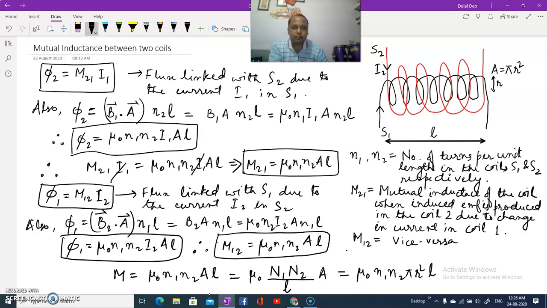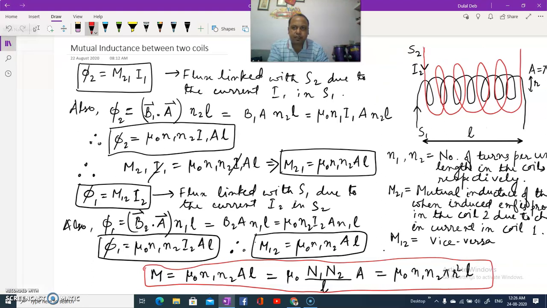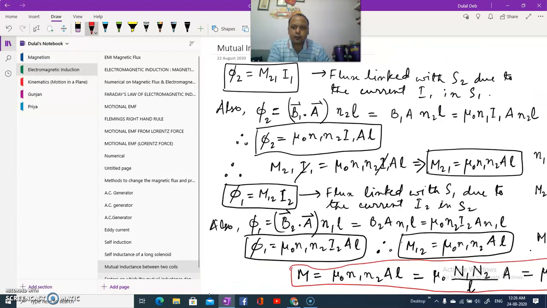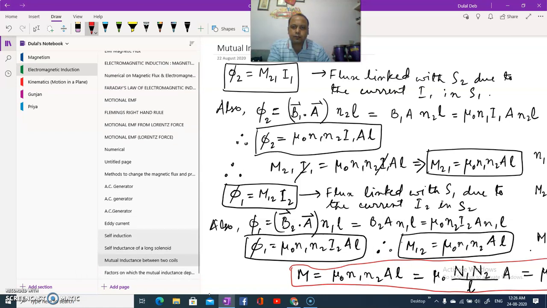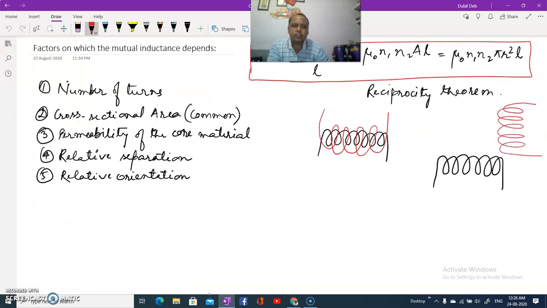All these values represent the formula for mutual inductance. So we have a relation for mutual inductance here. You can see, this is the mutual inductance between two solenoids. I hope this is very clear to you. Now let us quickly discuss the factors on which it depends.